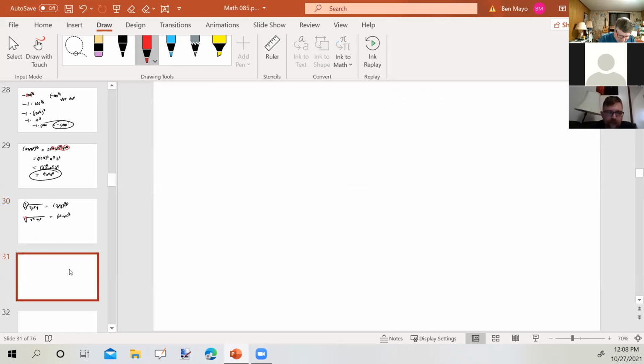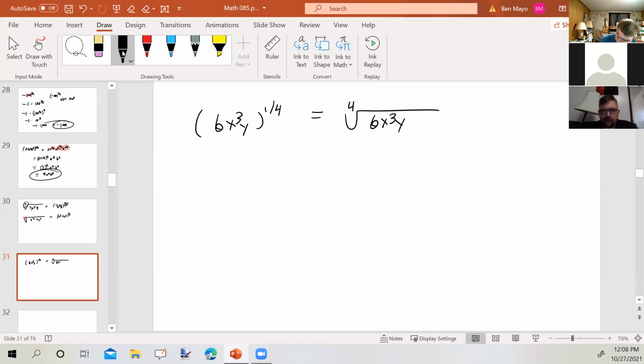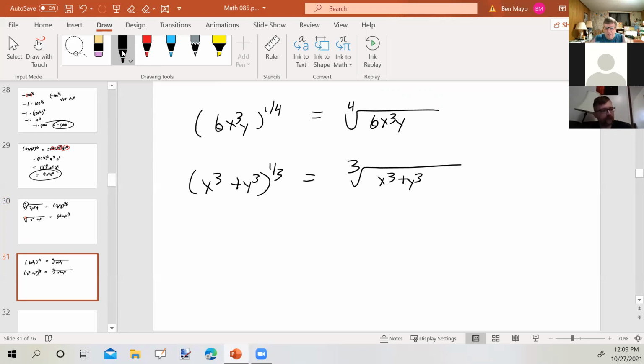Okay. This says change each exponential expression to a radical. I've got the quantity 6x cubed y to the 1/4 power. So that would be the 4th root of 6x cubed y. I've got x cubed plus y cubed to the 1/3 power. That would be the cube root of x cubed plus y cubed. I think I mentioned this before, but just a reminder, the radical is a grouping symbol. So I don't need parentheses around those because they're already grouped with the radical.